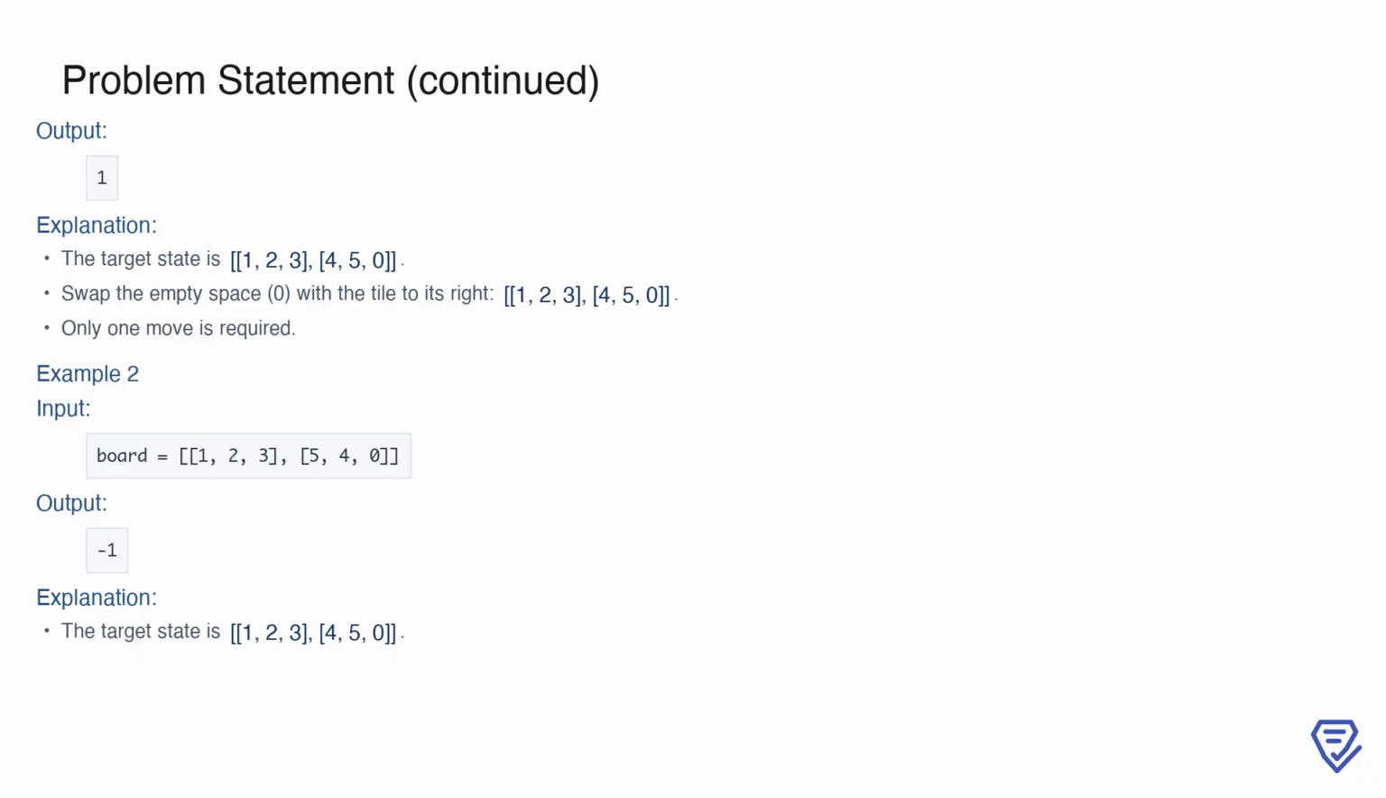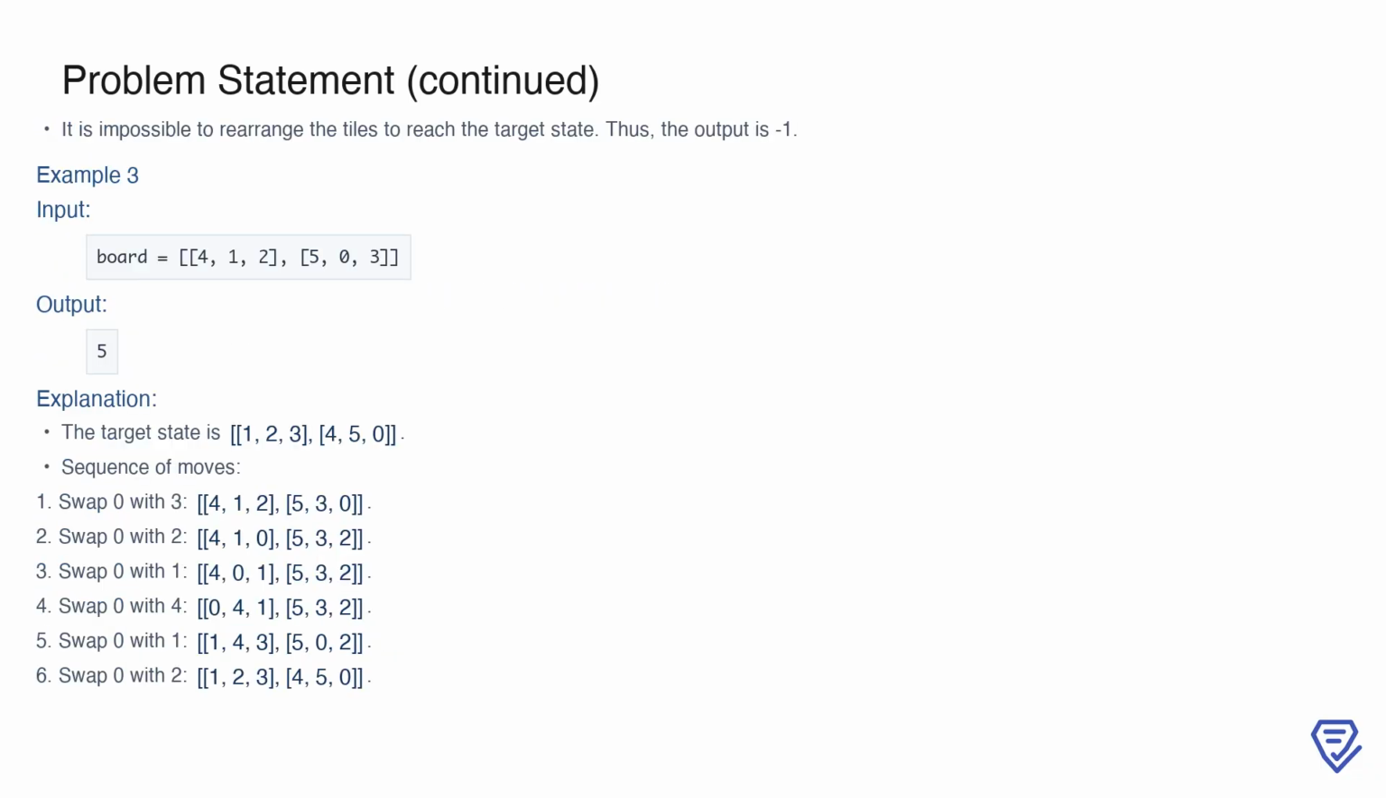For the first example, the input board is 1, 2, 3, 4, 0, 5. The target state is 1, 2, 3, 4, 5, 0. Here, we can achieve the target configuration in just one move by swapping the empty space, represented by 0, with the tile to its right. Therefore, the output is 1. In another example, the input board is 1, 2, 3, 5, 4, 0. In this case, it is impossible to rearrange the tiles to match the target state, so the output is -1.